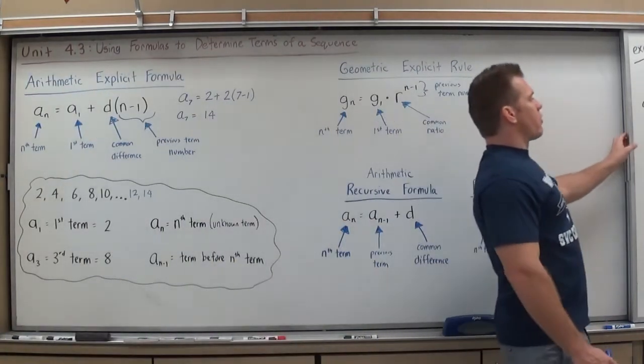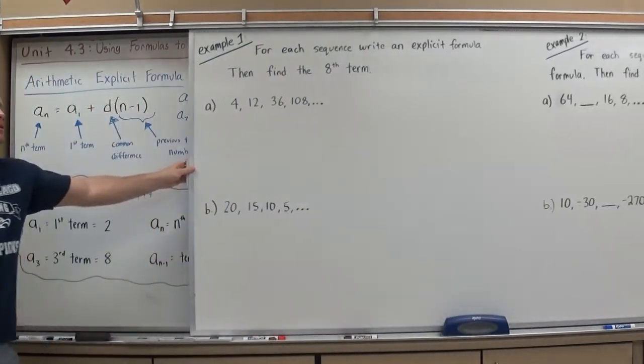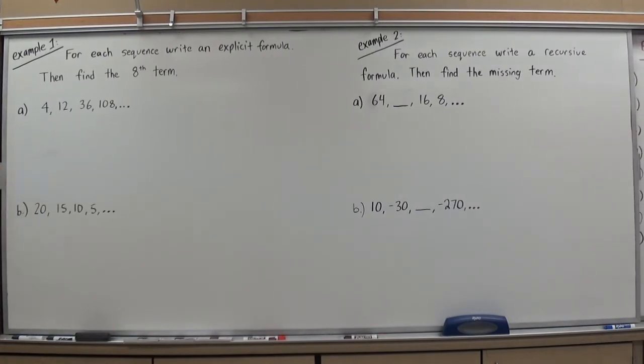Okay, let's try some problems. I'll slide the board back and forth so we have our formulas. If you haven't, I would rewind the video and copy those formulas down. You're going to want those for the test, you're going to want those for homework, and rather than have to dig in the book and try to find it every time, if you have a nice little note sheet for it, it'd be better. So, first example, for each sequence, write an explicit formula, then find the 8th term.